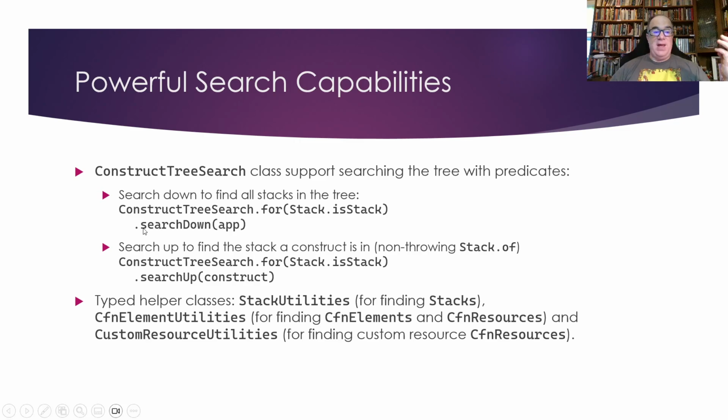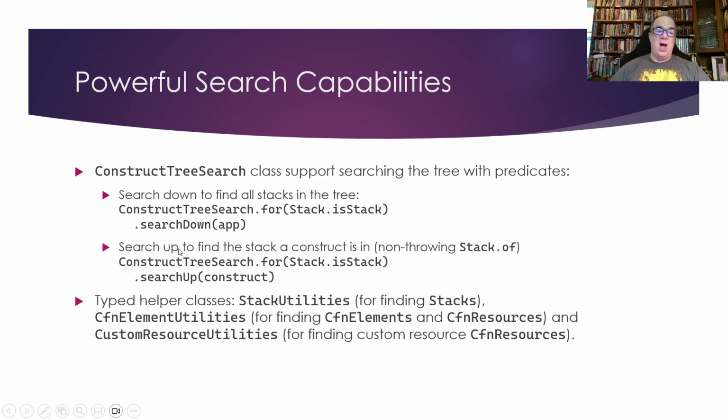So, for example, and I believe that I showed this in the previous video on tokens, if you want to go take a look at that, you can do a construct tree search for stack.isStack. So this is a built-in predicate. There are lots of built-in predicates in the CDK. Not every class has one, but here we have a construct tree search for stack, and I'm going to search down starting at the app, which means that this will return all of the stacks that are in the construct tree at the time that we make this call.